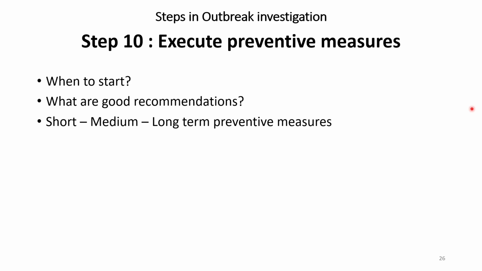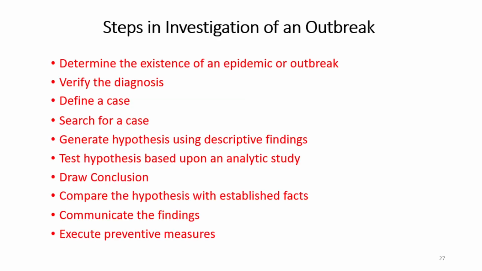the long term. Okay. For example, in case of a cholera outbreak, if a well is the source of infection, then our short term preventive measure would be to prevent access to that well. And the mid-term preventive measure would be to protect the well. And the long-term preventive measure is to ensure that all the new wells which are going to be built are protected. Okay. So I'll just shortly summarize all the 10 steps.